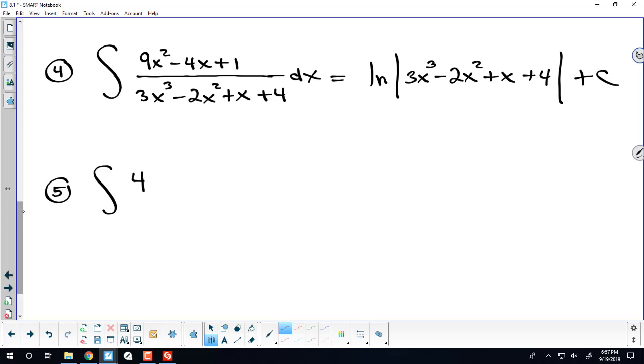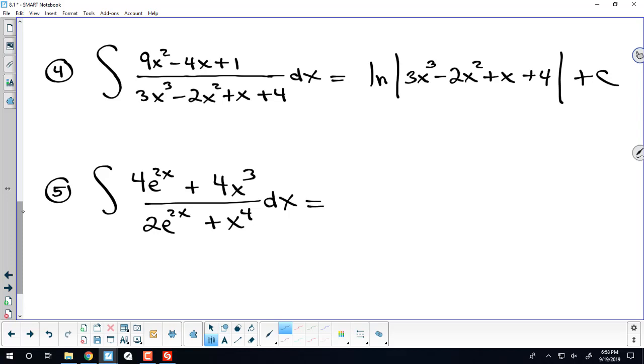So maybe we'll just look at one more. 4e to the 2x plus 4x cubed all over 2e to the 2x plus x to the 4th. So function on the bottom, derivative is up top, and it's not even a constant multiple, right? It's kind of this one-for-one thing. Again, any one of these you can go through with u substitution and get the same result. If you want to verify it that way, feel free, but this is much more efficient if you can recognize.